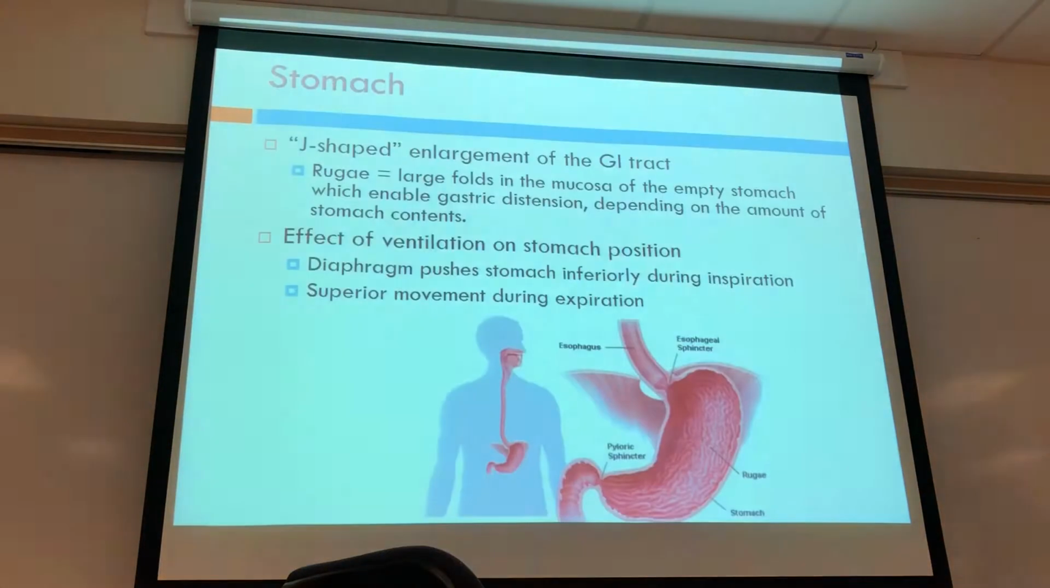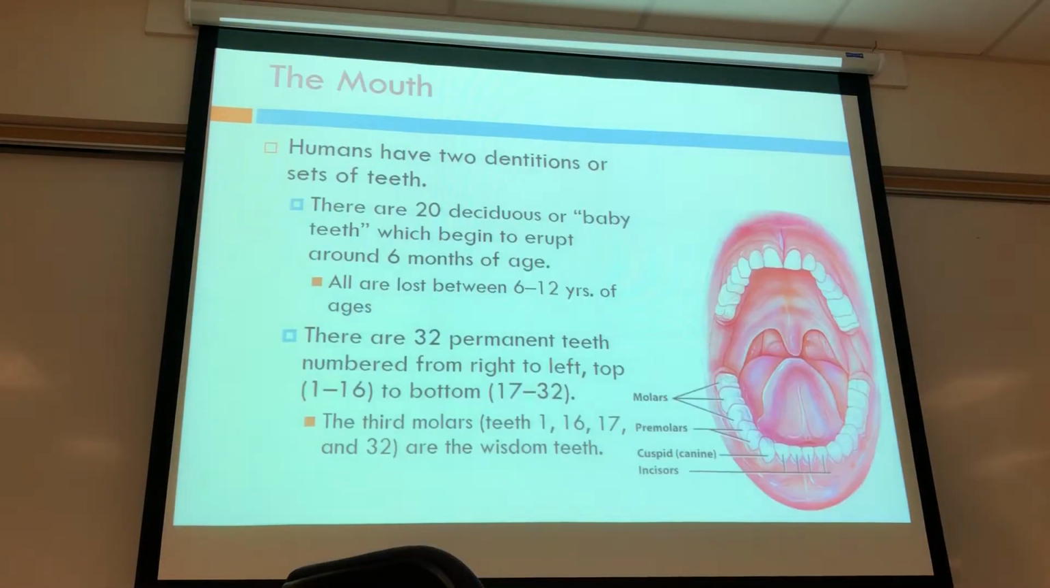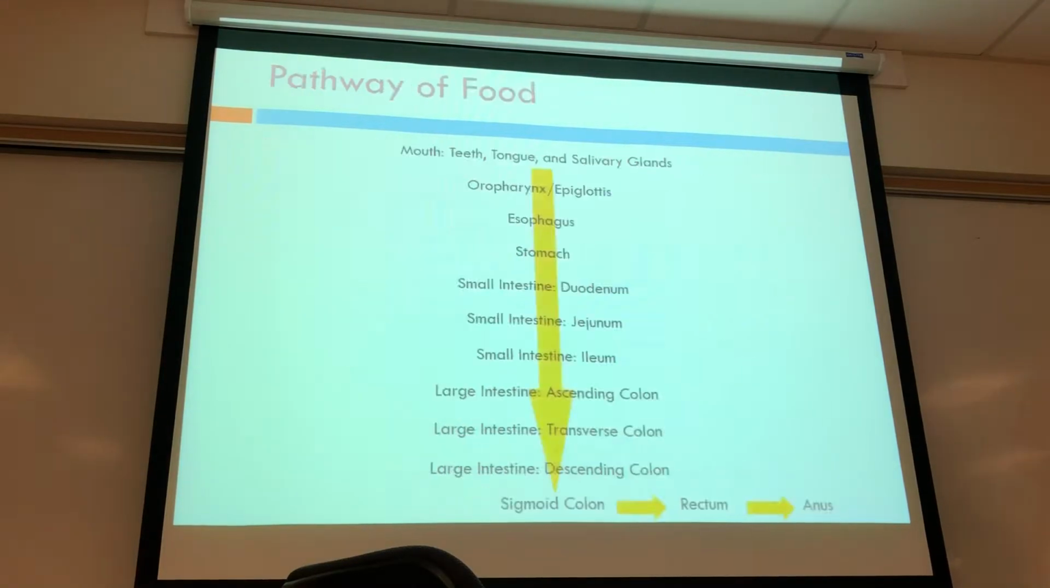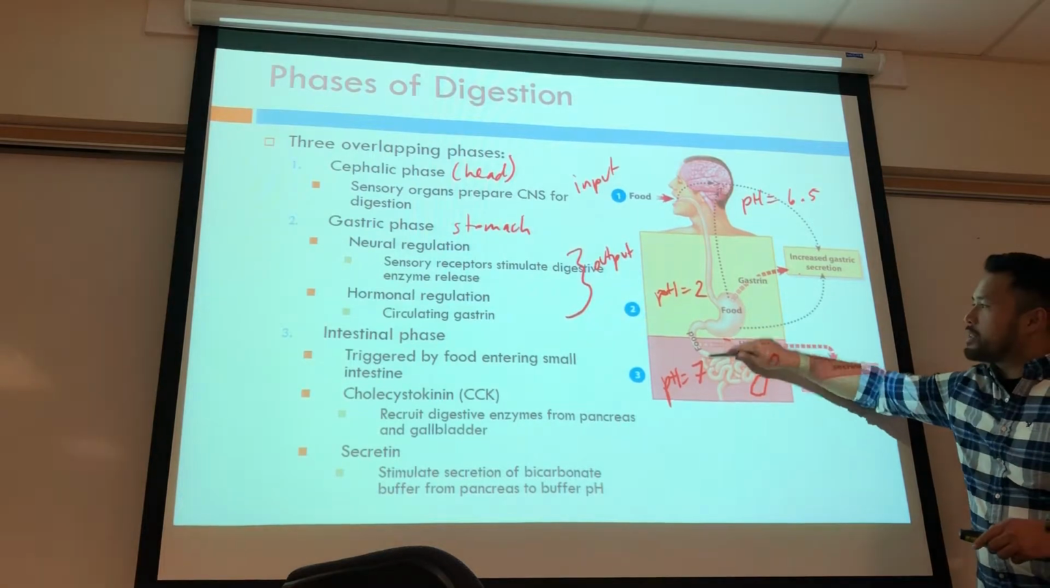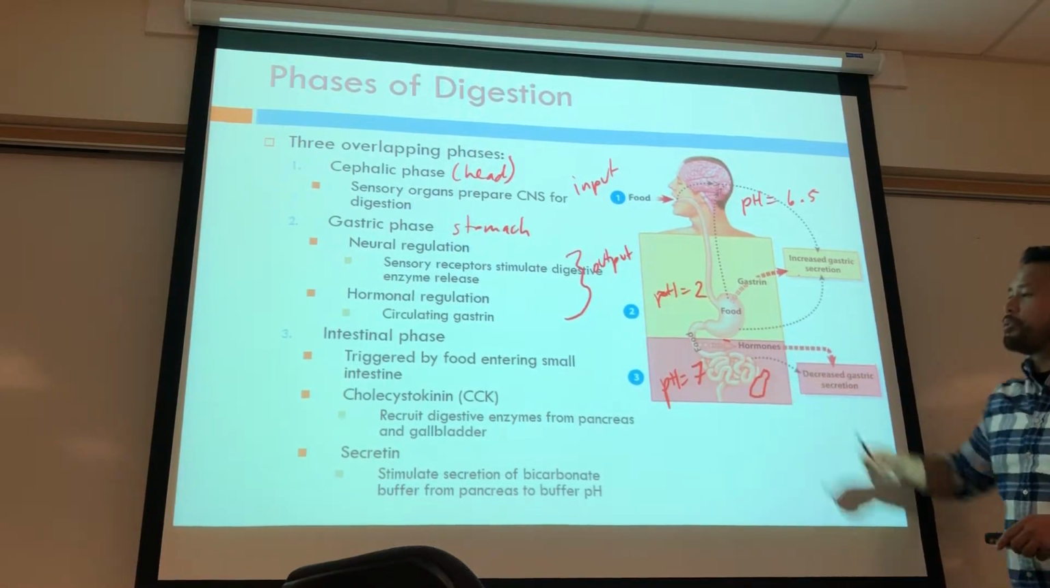So if I were to take us back to that earlier slide where we look at what's taking place, I don't know how far back we have to go. There we go. Once we make it from the stomach down to the small intestine, we want to be able to buffer that through secretin.